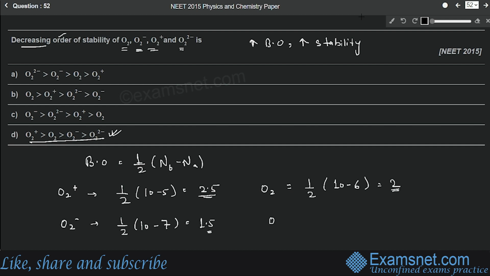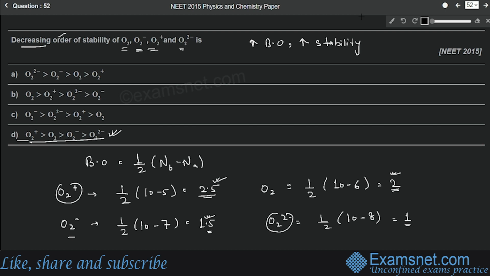And the last one is O2 2 minus. It is half into (number of bonding molecular orbitals 10 minus number of anti-bonding molecular orbitals 8). So half into 2, that means 1. So as you can see, from O2 plus to O2 2 minus, the bond order is decreasing: 2.5, then 2 for O2, then 1.5 for O2 minus, and then 1 for O2 2 minus. Therefore, option D will be the correct answer.